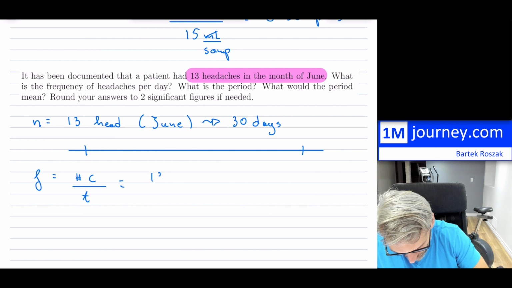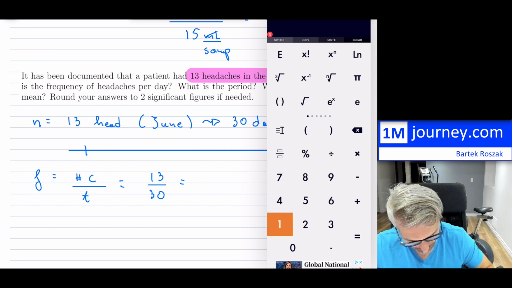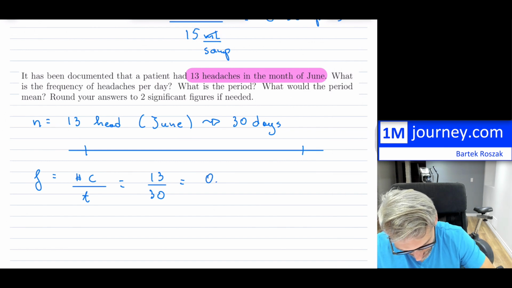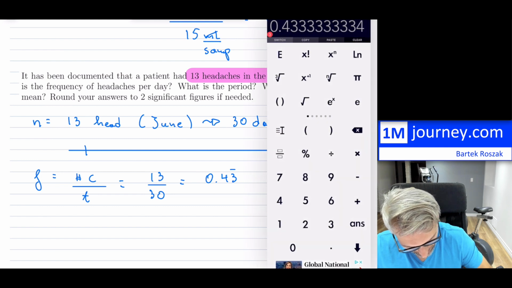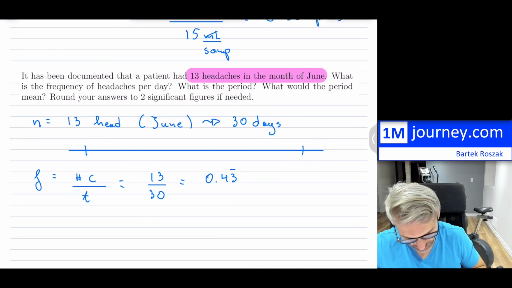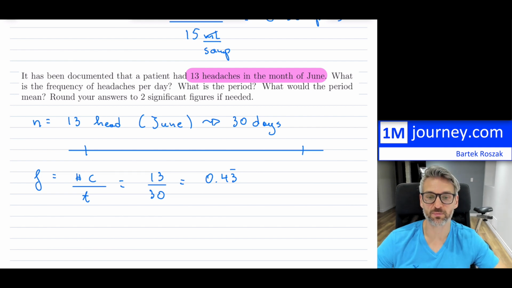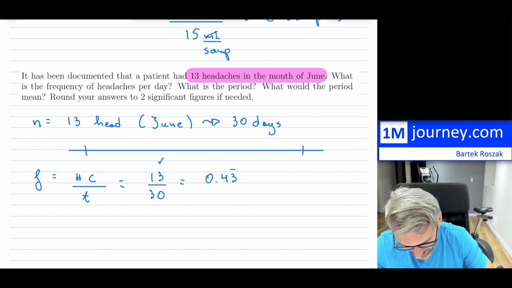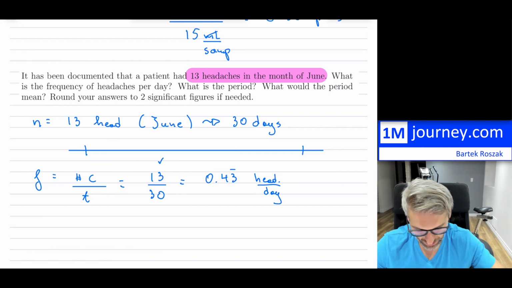So this isn't very difficult. This is going to be 13 over 30, which is 0.43333. I'm not going to round anything yet, so I'm going to put that little bar over this just to remind me that the threes are repeating there. Or you can just leave it as a fraction and that's fine. And this would be the number of headaches that you have per day. That would be the frequency.